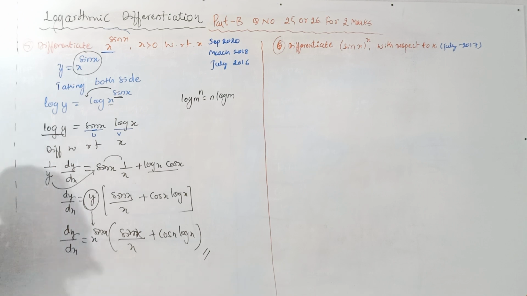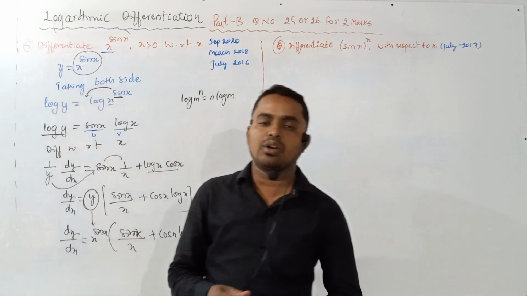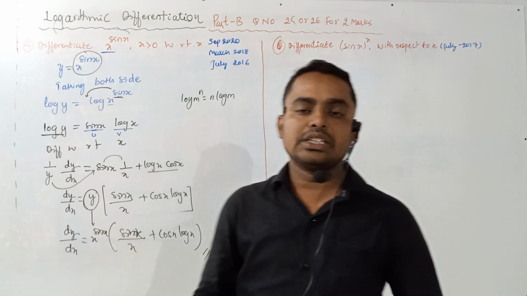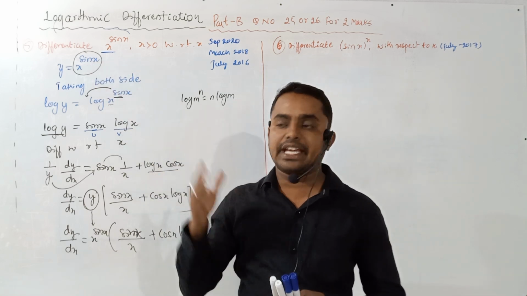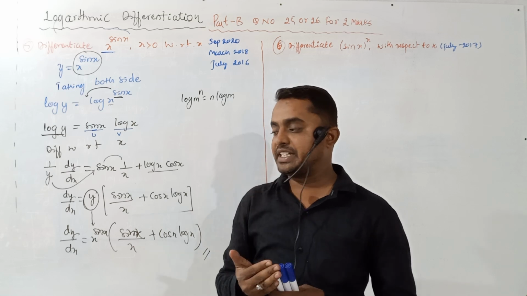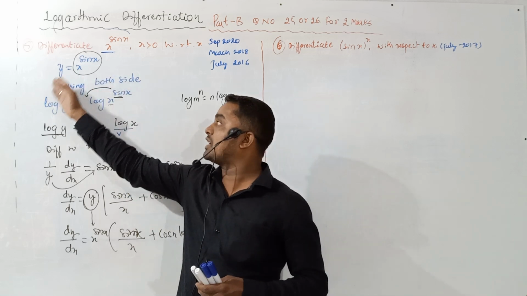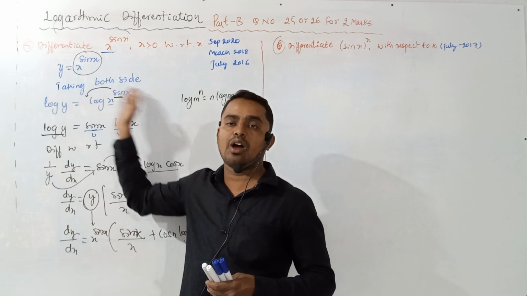So it's very simple. First of all, we have to operate log on both sides, because there is no formula for x raised to sin x. It is an exponential function, a function above the function. So we have to first take log on both sides.